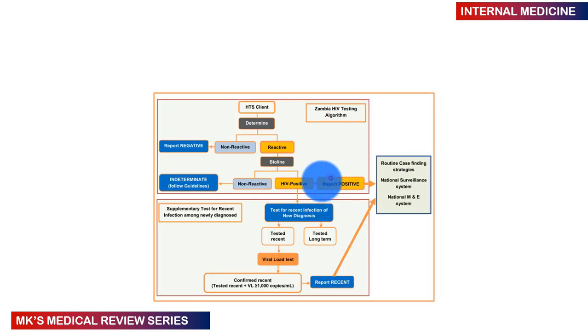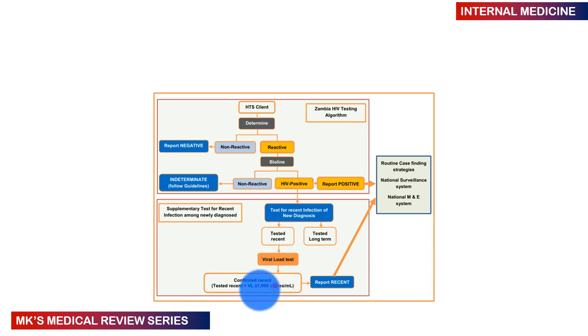Okay, so this is the HIV testing. We do the Determine. If it's non-reactive, then it's negative. If it's reactive, then we do the Bioline. If the Bioline is non-reactive, then it's indeterminate, and we have to do the testing again according to the algorithm. If it's positive, then we test for recent infection. If it's a recent infection, then we do viral load testing. If the viral load is greater than 1,000 copies, then we report this as recent.